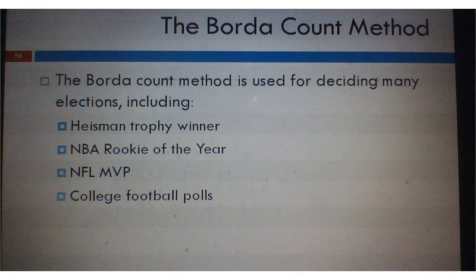Okay, just a couple real world examples where this is used. So for the Heisman Trophy winner, the NBA Rookie of the Year, the MVP for the NFL, and certain college football polls.